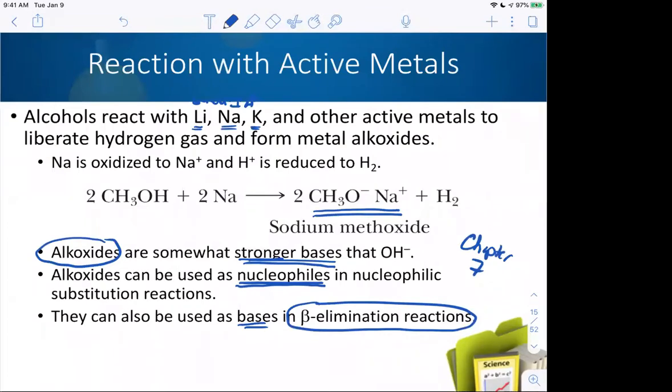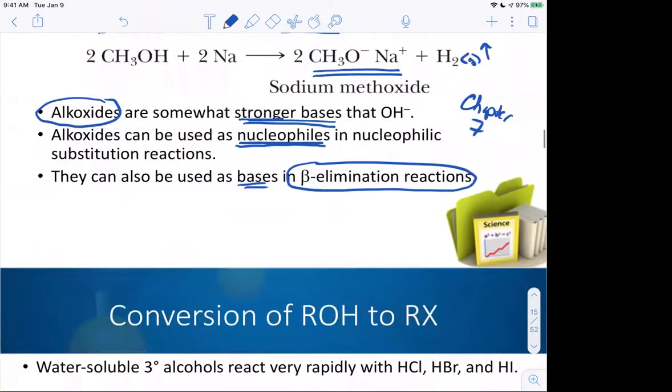And if you ever wondered, well, how do I get that sodium ethoxide or sodium methoxide? This is how I take the alcohol and I react it with a very highly reactive metal. And what I have is an oxidation reduction reaction, and I end up with the ethoxide and H2 gas, which bubbles away.